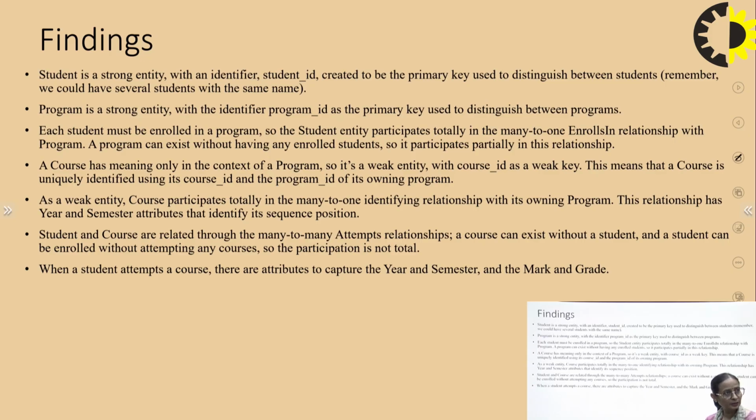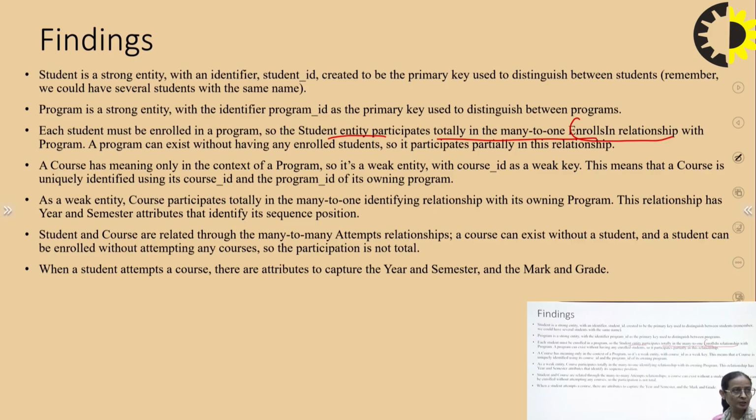Program is again a strong entity, with program ID as a primary key. Each student must be enrolled in a program, so the student entity participates totally. It is total participation, many to one, in the enrolls-in relationship with the program. A program can exist without having any enrolled students, so it participates partially in this relationship.